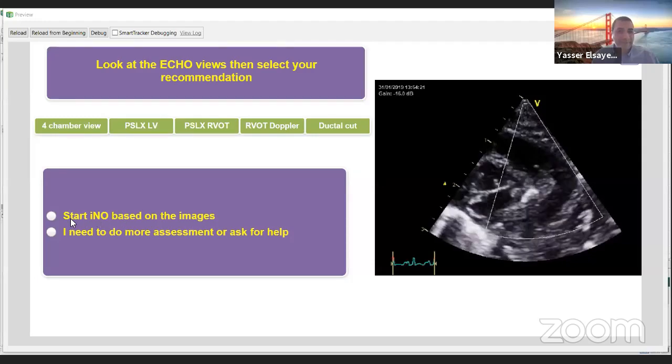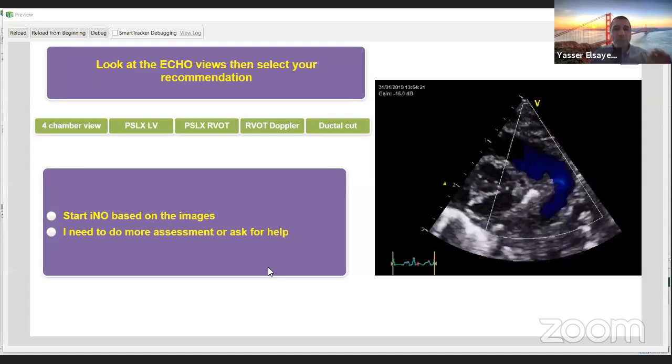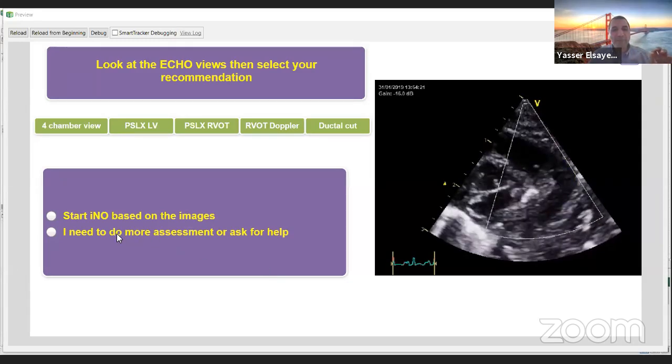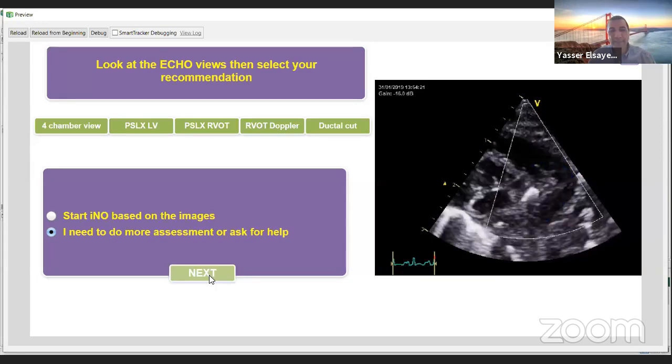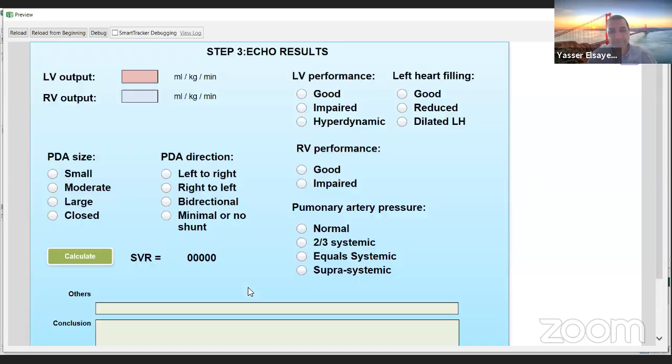Very good. So let us analyze one by one. Start nitric oxide. Is it a good option or not? It is a harmful option in this case. And I will tell you why once we move more to the next analysis. Let us go to the echocardiography, the calculations for the echo.